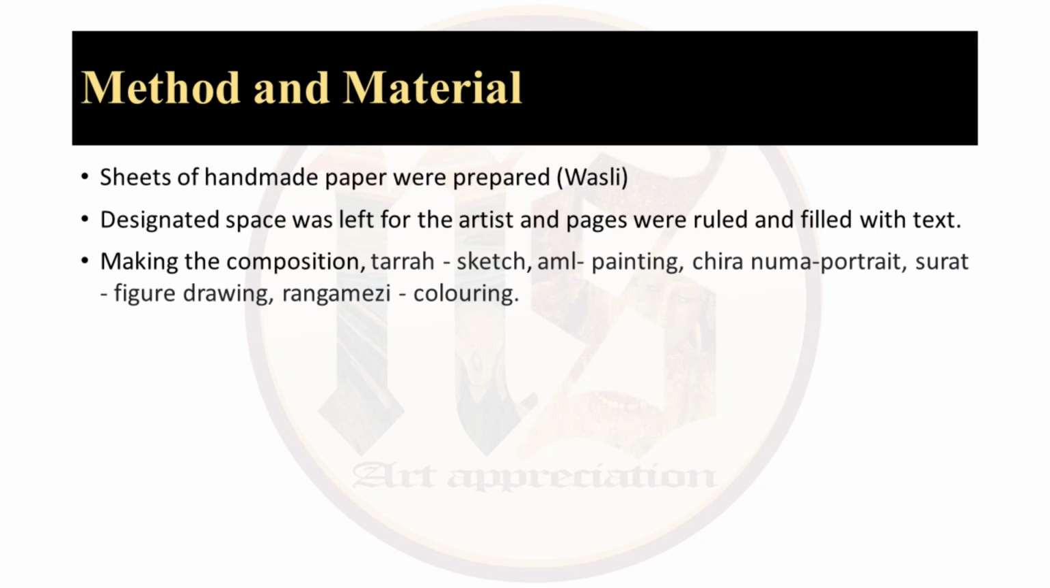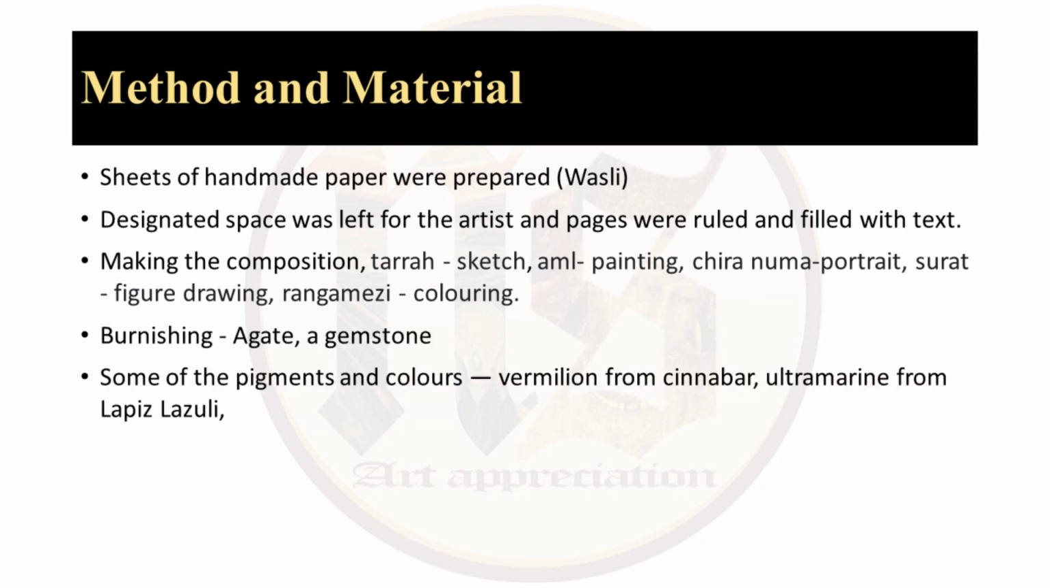Then the making of the composition had different names, like Tara was a sketch, Amal was for painting, Chiranuma was for portrait, Surat for figure drawing and Rangamezi for coloring. Then came the burnishing part, in which an agate stone was rubbed on the backside of the painting and the painting would get shine from the front.